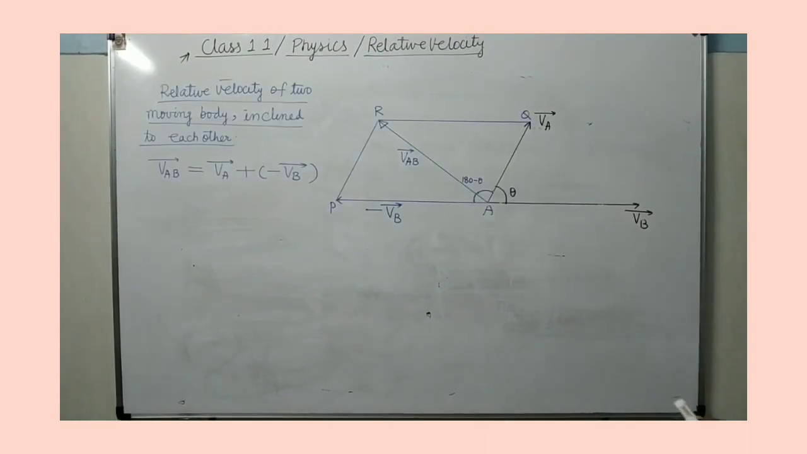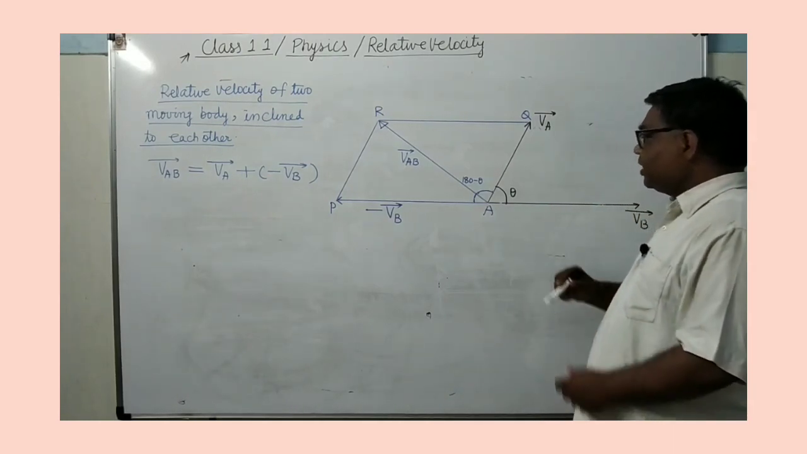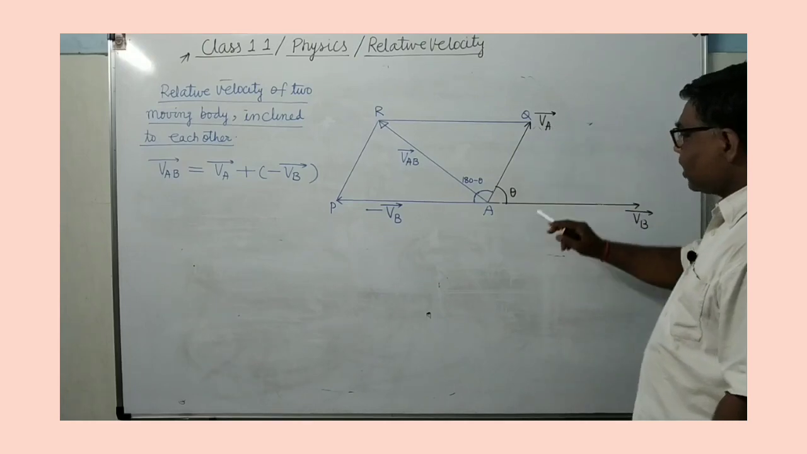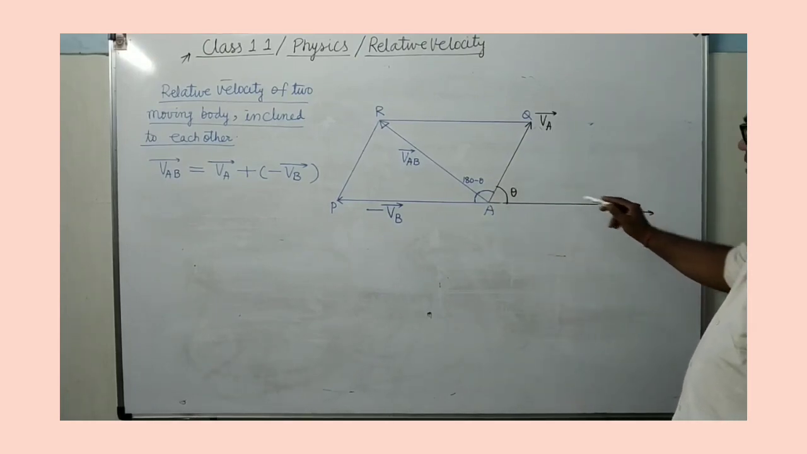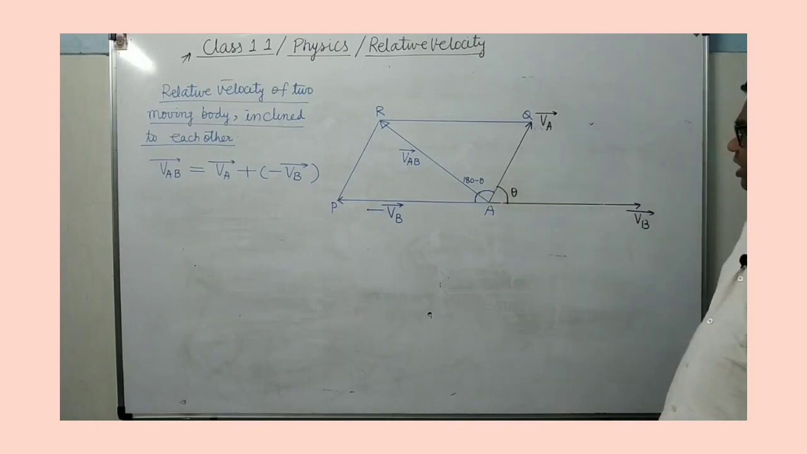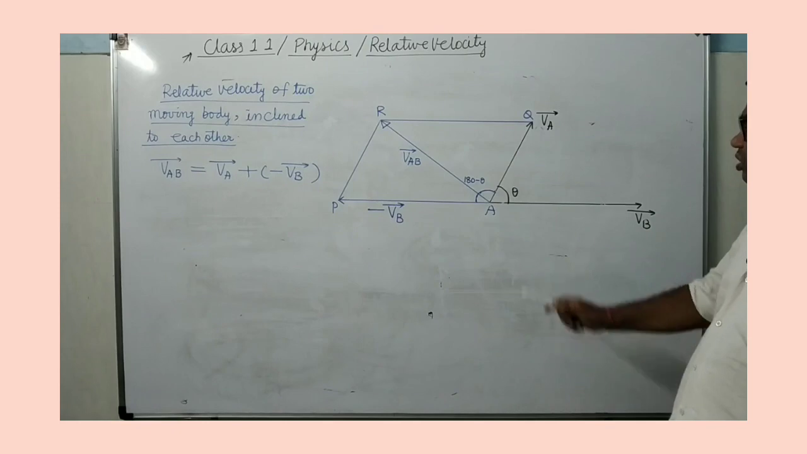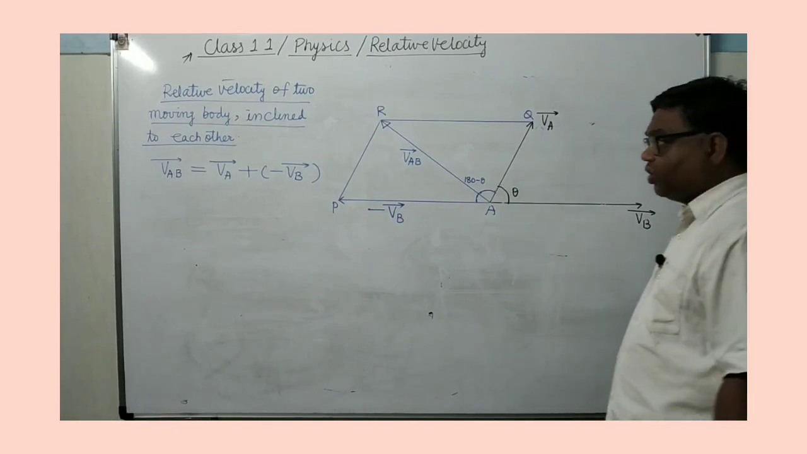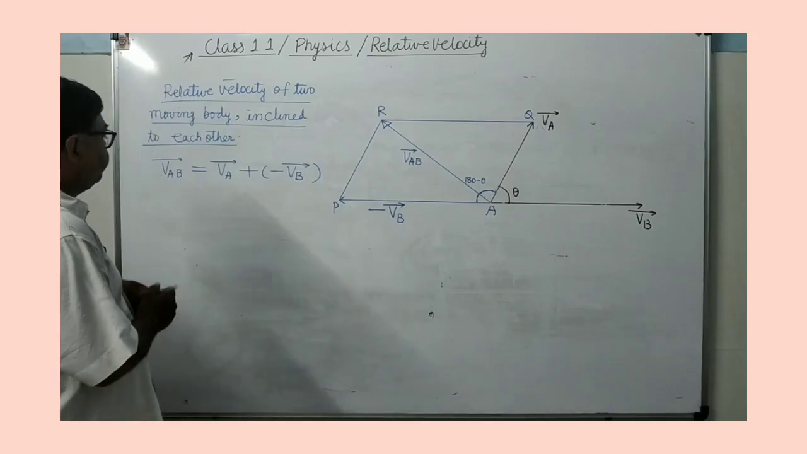So here there are two bodies A and B moving in such a way that their directions are inclined by an angle theta. B is moving along this direction, A is moving along this direction, and the angle between their directions of motion is theta. Here we have to determine the relative velocity of A with respect to B.